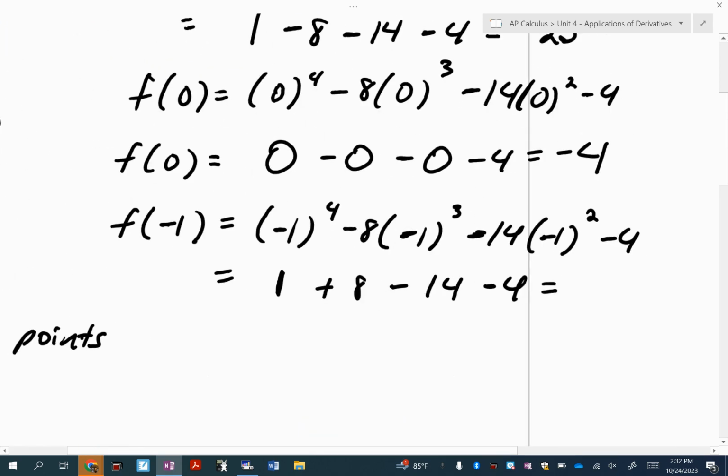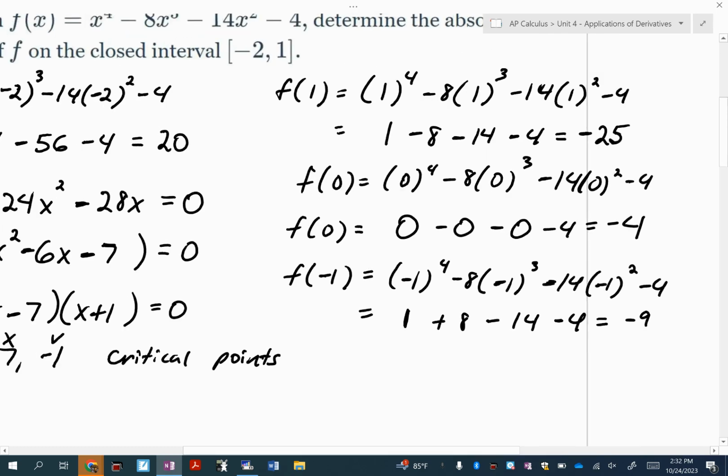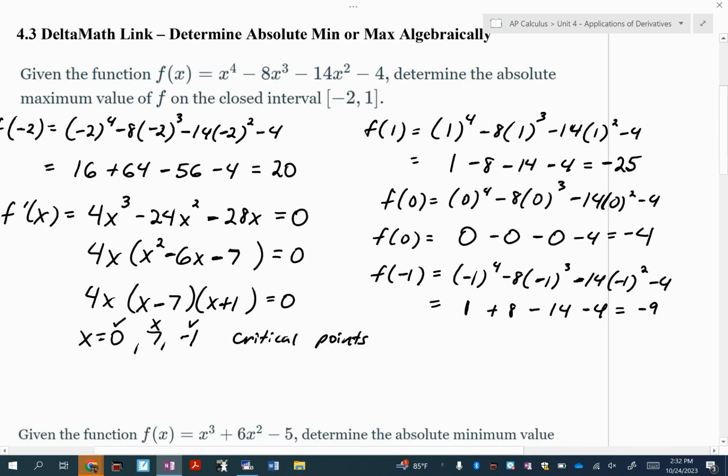So if I zoom in, 1 plus 8 is 9. 9 minus 14, -5. -5 minus 4, -9. So here's the last thing. We're almost done, guys. You're doing great. Don't worry, just the first question.